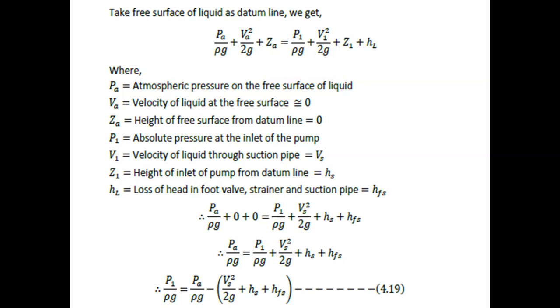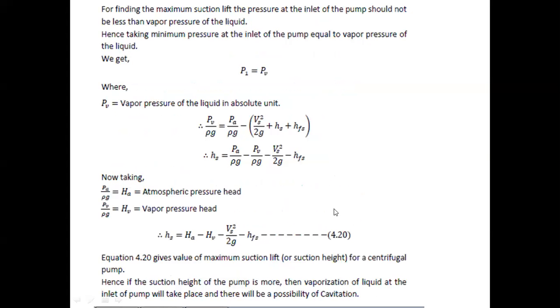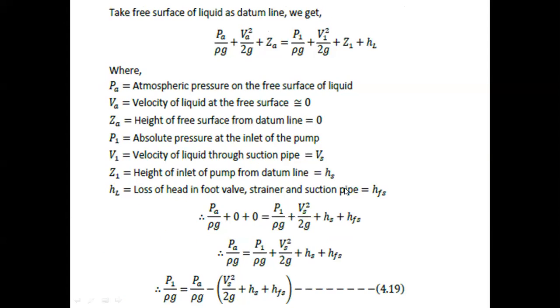So here, PA upon rho g means the atmospheric pressure head. The atmospheric pressure head PA upon rho g equals P1 upon rho g plus Vs square upon 2g plus Hs plus HFS, where P1 is the absolute pressure at inlet of the pump. So P1 upon rho g equals PA upon rho g minus Vs square upon 2g minus Hs minus HFS.